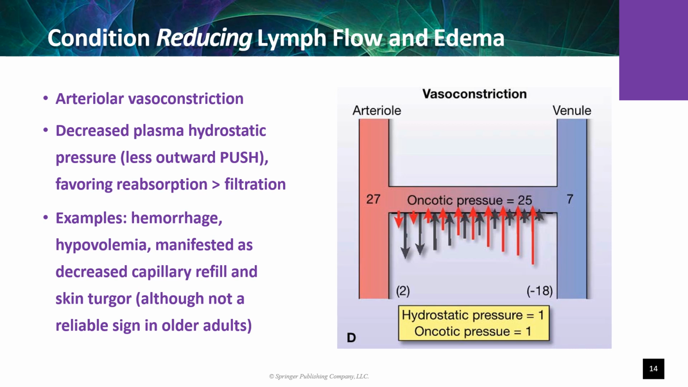The loss of skin turgor is a physical manifestation of this fluid shift, especially in children and youth who have an abundance of tissue elasticity. This is less prominent in an older adult because they have reduced elasticity of the skin and interstitial tissues. Their capillary refill is also slowed due to generalized vasoconstriction.